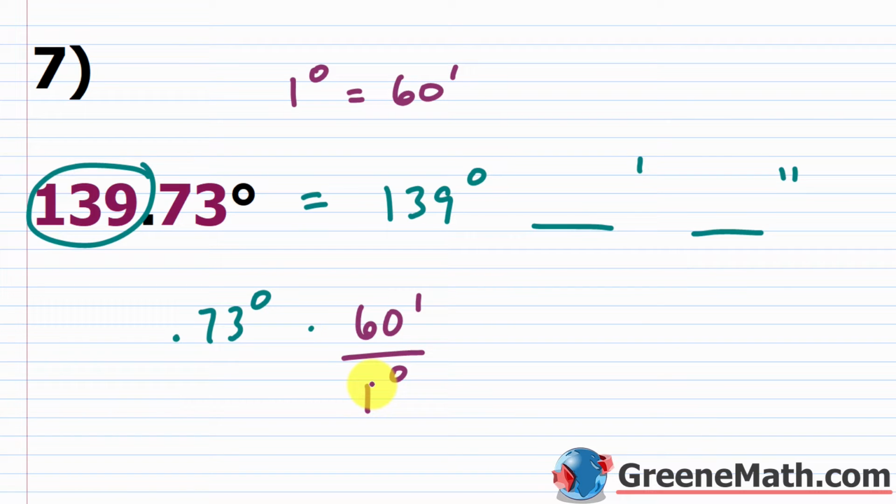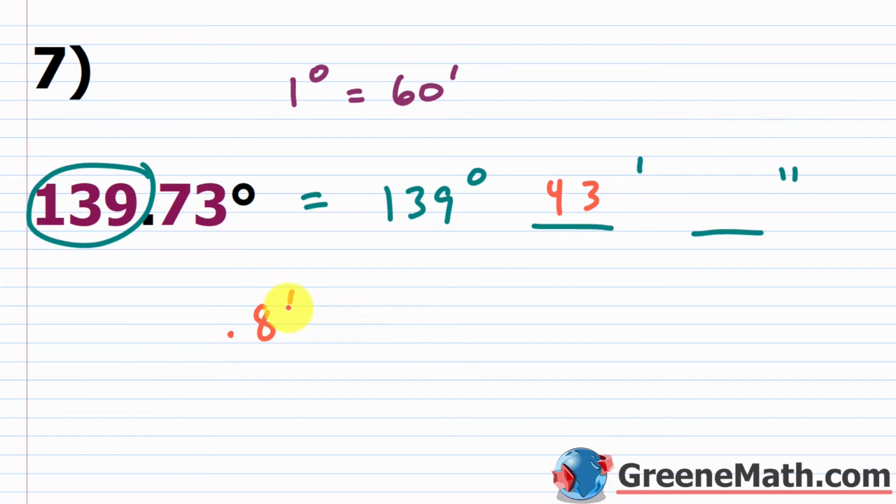I'm not changing anything. But what's going to happen is I put the units I didn't want in the denominator, so the degree unit is going to cancel away. And basically, I have 0.73 times 60, and that's going to give me 43.8, and this is in terms of minutes. Now, I don't want the decimal point there. So I'm just going to take the whole number part, the 43, and that's how many minutes I'm going to say that I have. So I'm just going to erase this, and now I'm going to think about the seconds.